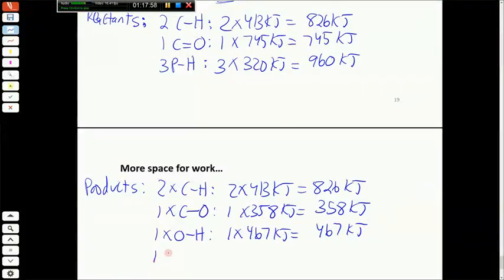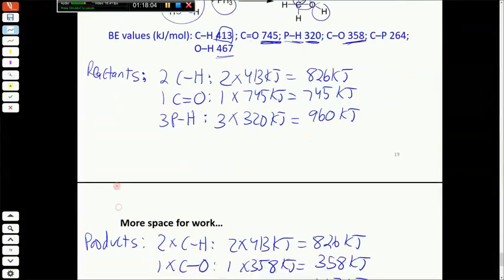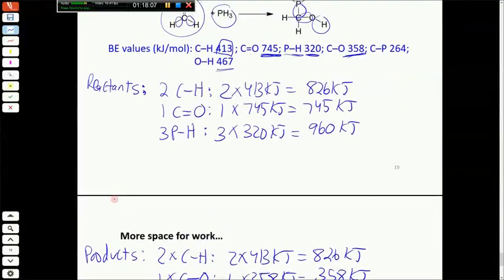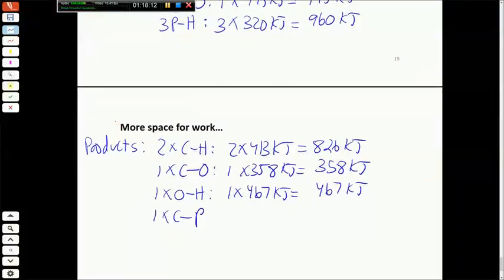We have one carbon-phosphorus bond. So we have this bond here in the product, carbon-phosphorus. The number for carbon-phosphorus is there, 264. So if you're not given all of these bond energies, you can't really do this type of problem. So all this information should be given to you. You just have to make sure you use the right numbers for each of those. So that's 264 for carbon-phosphorus. These are all given quantities.